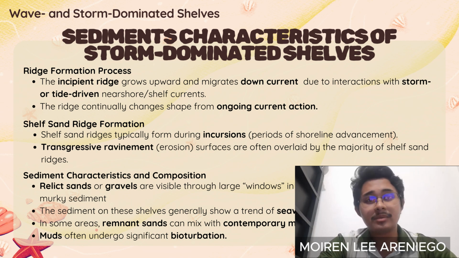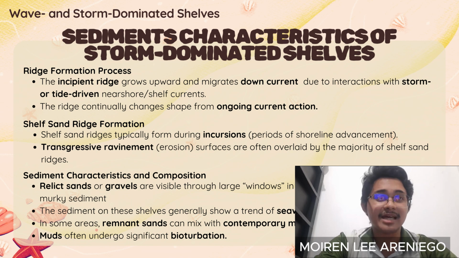So the most common time for shelf sand ridges to form is during incursions. Transgressive ravinement or erosion surfaces are thus likely to be overlaid by the majority of shelf sand ridges.